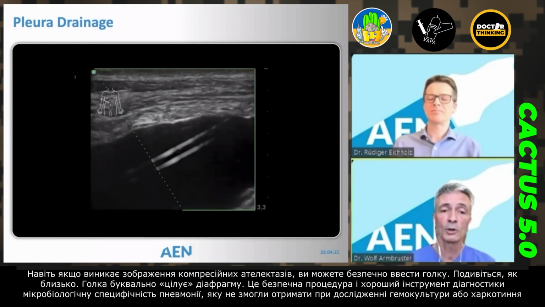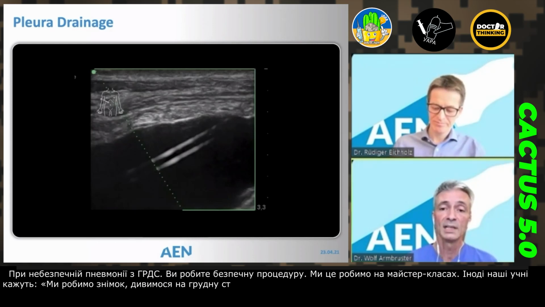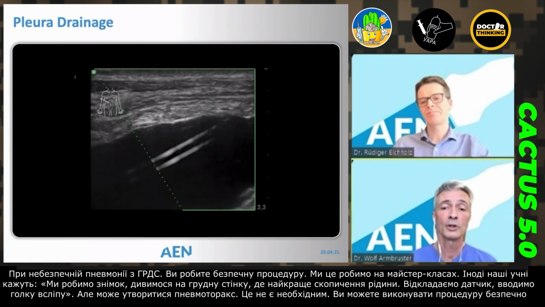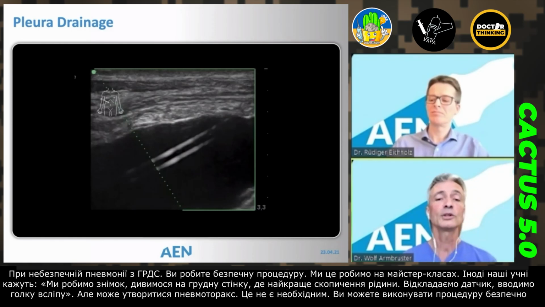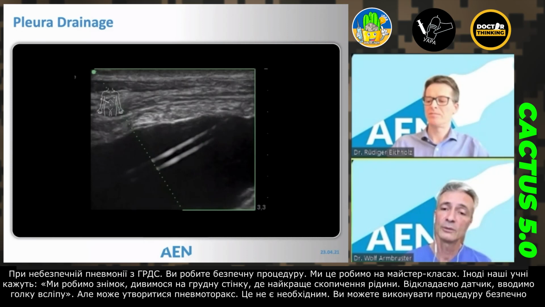for microbiologic specificity of the pneumonic diagnosis, which you don't get from blood cultures or sputum or tracheal secretions that are negative for one or two weeks in a very harmful pneumonia with RDS. So you're doing safe procedures. What people say in our workshops is that they mostly do a scan, look at the chest wall for where the best collection of fluid is, put away the probe, and insert the needle blindly.